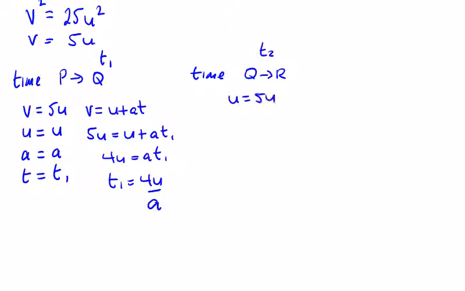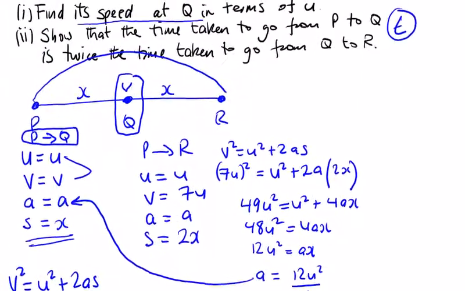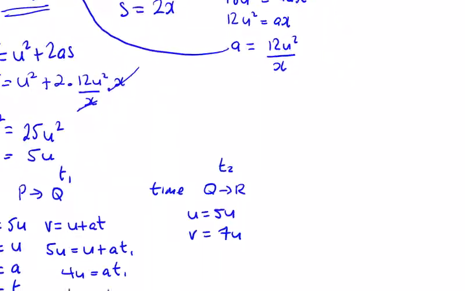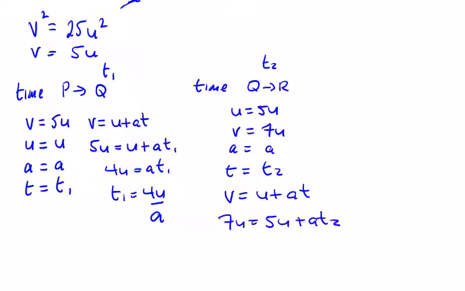my initial speed is the 5u, and my final speed is, just double check, it was 7u, wasn't it? Because we had 49u squared. 7u. And then we have a being a, t being t2. So v is equal to u plus at. 7u is equal to 5u plus at2. 2u is equal to at2. And you can see that's what we said we were looking for, 2u over a. t2 is equal to 2u over a, which is equal to t1 over 2.